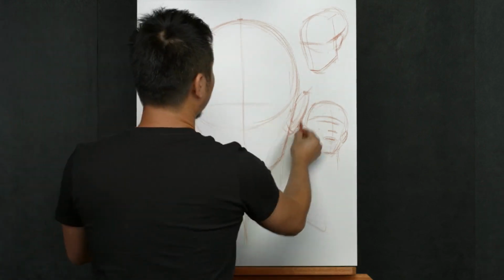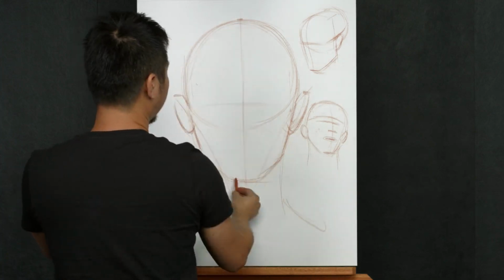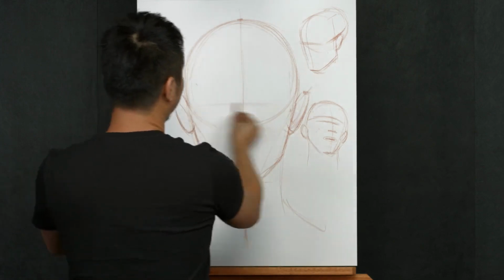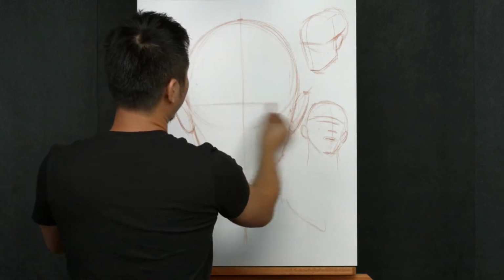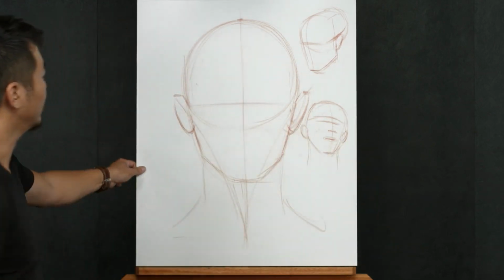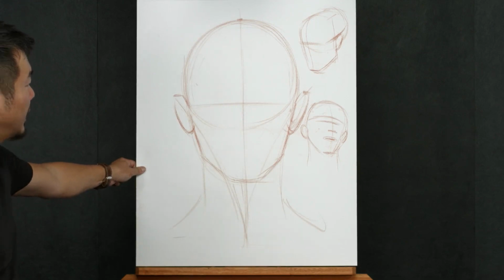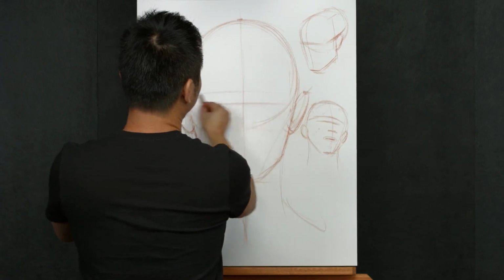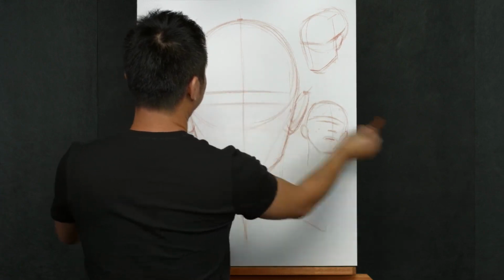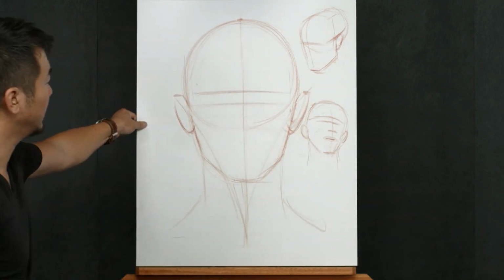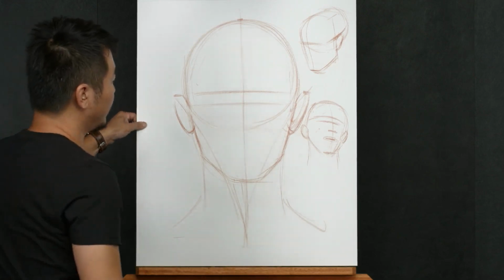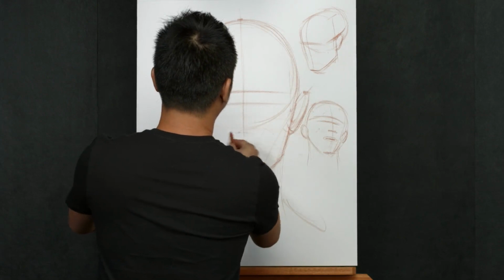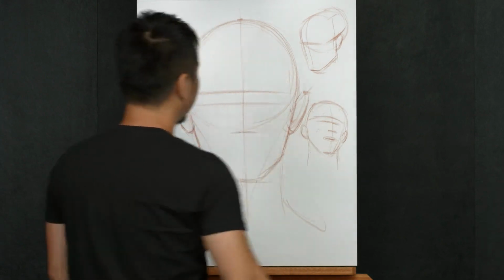Okay. So here, the halfway of this head is going to be our eye line. So we can put a line through horizontally to indicate the eye line, and slightly above it is going to be our eyebrow line. And then halfway between the eyebrow and the chin, right here, will be our nose.